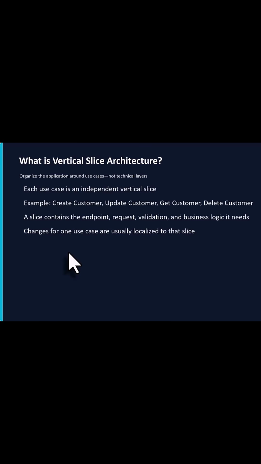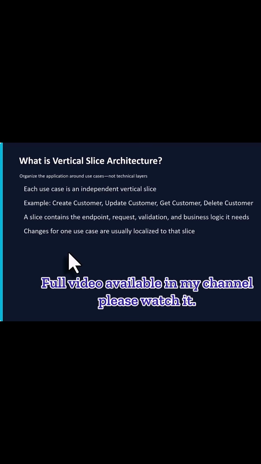So if we take one use case, employee, all its features, all CRUD operations, and all files live under that feature's folder only. They won't be spread across different places. So each use case is an independent vertical slice. For example, create customer, update customer, get customer, and delete customer. These are all customer-related files under that particular folder only. I will show you a better example in a practical way so that you will understand this more.